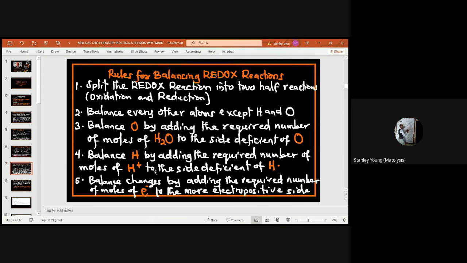Okay, I think I made a mistake just now. Let me rephrase that. Balancing oxygen is usually done by adding the required number of moles of water molecule to the side that is deficient of oxygen. And balancing hydrogen is achieved by adding the required number of moles of hydrogen ion to the side that is deficient of hydrogen. After you've balanced the atoms of oxygen and hydrogen, the next thing is to balance charges. And how do you do this? You utilize electrons. You add the required number of moles of electrons to the side that is more electropositive.